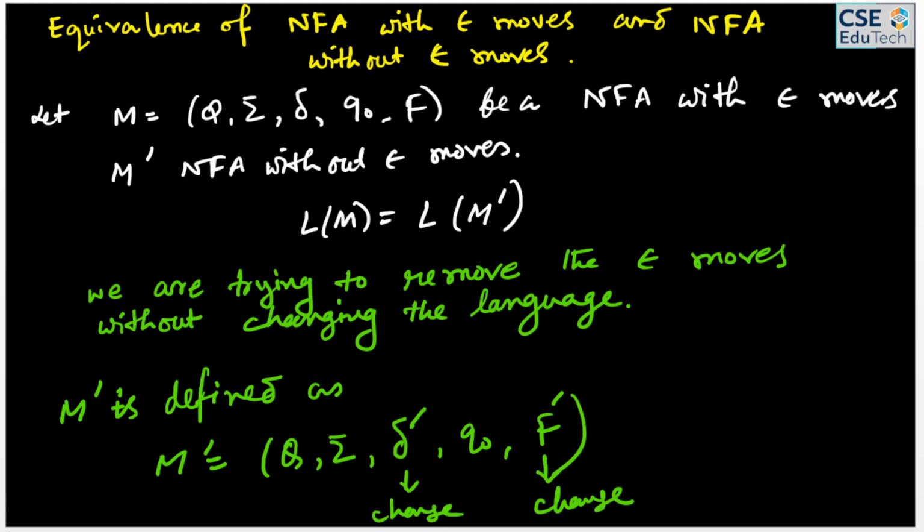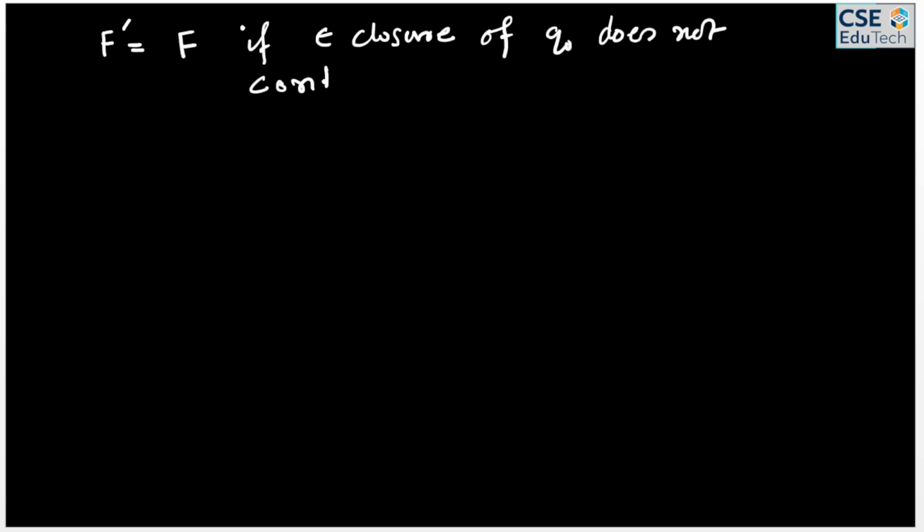Now what will be F, or simply F dash? F dash will be F, that means the final states in the NFA without epsilon moves will remain the same as in the NFA with epsilon moves, if the epsilon closure of the initial state, that is Q naught, does not contain a state from F. Otherwise, it will be F union Q naught.